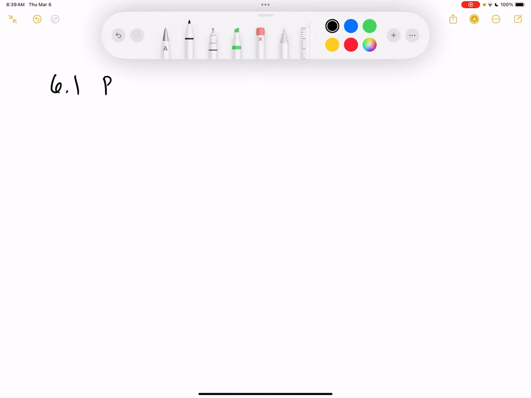And we're going to start out with the notes since it was Wednesday yesterday.